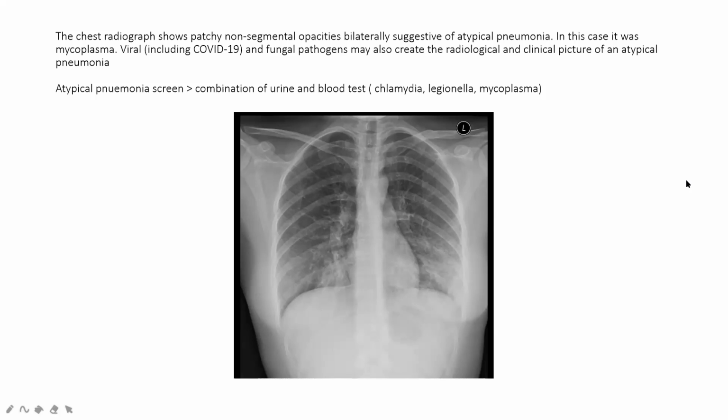And if it is negative, it still doesn't mean necessarily that they don't have COVID. It could be a false negative. But then if that's the case and you see these lung changes, then you can also test for atypical pathogens as well, which look very similar to COVID on chest X-rays.